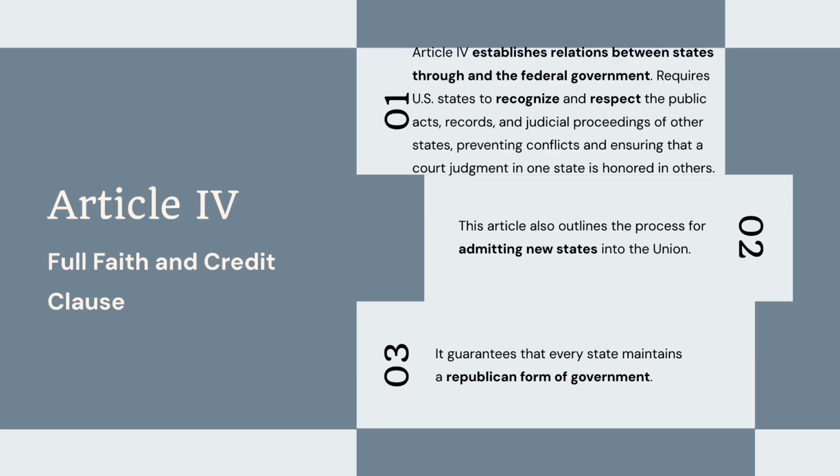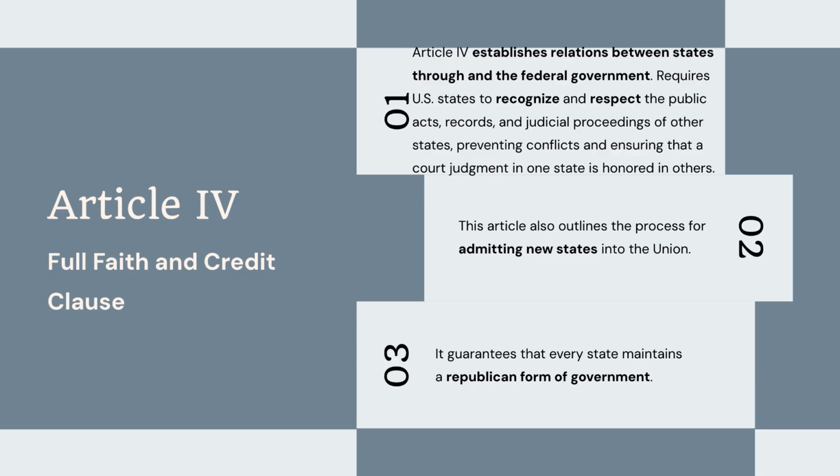Article 4. Full faith and credit clause. Article 4 establishes relations between states through the federal government. That's the main goal. It requires U.S. states to recognize and respect the public acts, records, and judicial proceedings of other states, preventing conflicts and ensuring that a court judgment in one state is honored in others. This article also outlines the process for admitting new states into the Union. It guarantees that every state maintains a republican form of government.